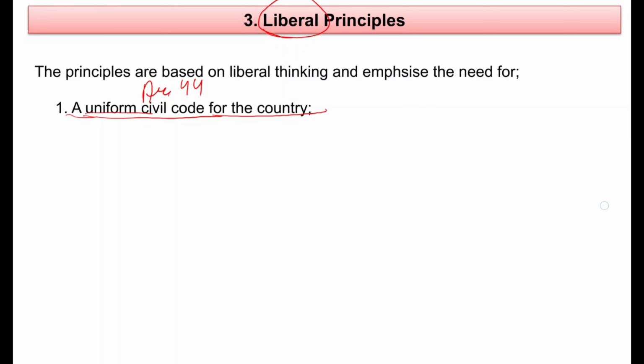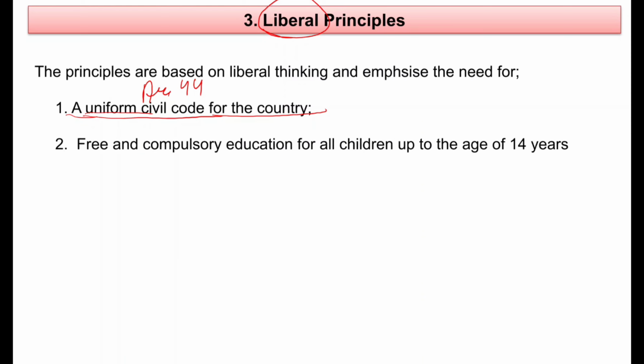But this will create so much problem for certain religions. For example, Muslims, isn't it? For Muslim men, they have a right to marry four wives. But in case this uniform civil code is applied, then that right will be taken away. Okay, so that is about the uniform civil code.